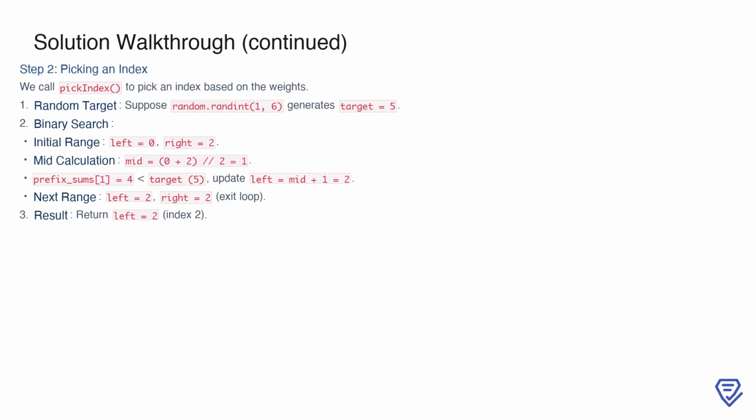Initially, left is set to 0 and right to 2, the bounds of the array. We calculate the midpoint as (0 + 2) // 2, which gives mid equals 1. Checking prefix_sums[1], we see that 4 is less than the target 5. This means the target must lie beyond index 1, so we update left to mid plus 1, which is 2. At this point, left equals right, so the binary search loop exits. The result is the index 2, which corresponds to the target 5 in the weighted distribution.